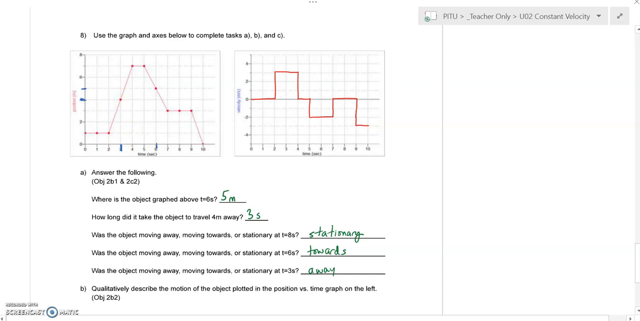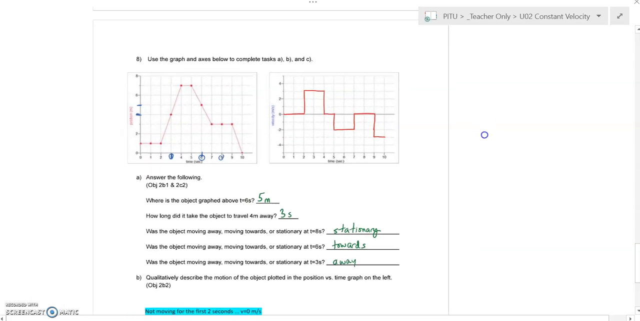Was the object moving away, moving towards, or stationary at time equals 8 seconds? So again, we want to look at the slope here, and at time equals 8 seconds, it's flat, so it was stationary. What about at time equals 6 seconds? At time equals 6 seconds, we have a negative slope, it's moving towards us. And what about time equals 3 seconds? At time equals 3 seconds, it's got a positive slope, so it's moving away from us.